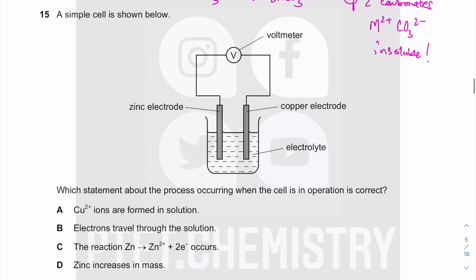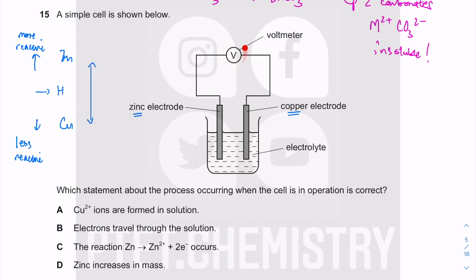Next one, we have a simple cell. So what do we know? We have zinc and we have copper. If you have hydrogen as your reference point, you know the more reactive metal will be the zinc, and the less reactive metal will be the copper. So there is a difference in reactivity between copper and zinc, and having said that, you know that they will give you a potential difference, which we call PD in physics.